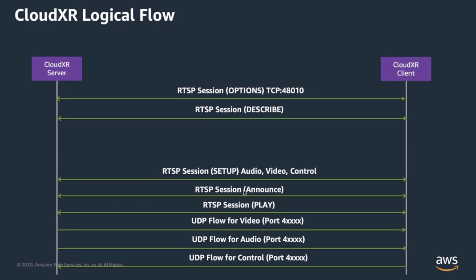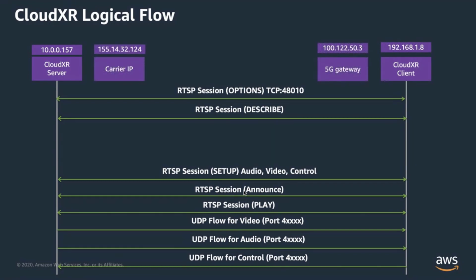And there's also a control flow back from the head-mounted devices to the server, so it can act accordingly based on the user's movement and things like that, which is pretty simple and straightforward, right? The challenge is, if you really look at the traffic flow, there are several layers of NAT that happen, right? There is a carrier IP, which is associated with a Wavelength Zone EC2 instance.